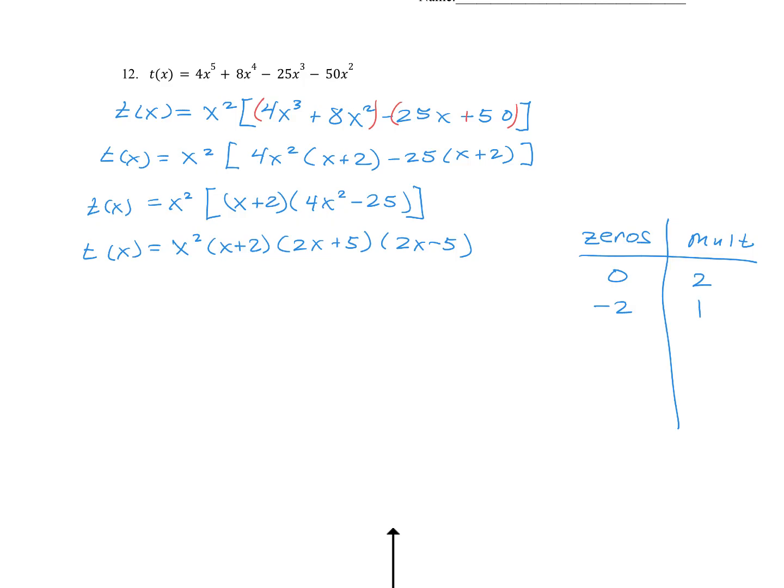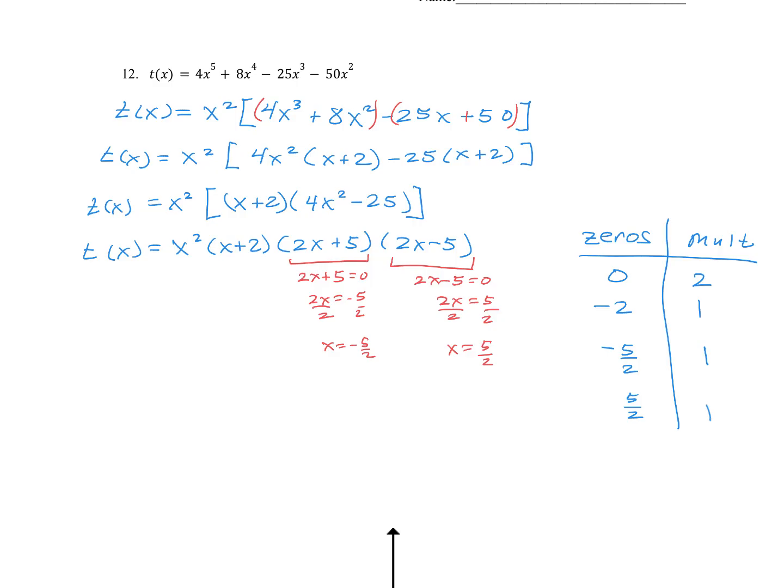The other ones, maybe a little side work will help us get them. If you take 2x plus 5 equal to 0, that means 2x is negative 5. So x is negative 5 halves. A very similar calculation over here gives us 2x minus 5 equals 0. So 2x is 5, dividing by 2, x is 5 halves. So that's my other 2 zeros. I've got a negative 5 halves and a 5 halves. And both those factors show up to the first power, so their multiplicities are 1.